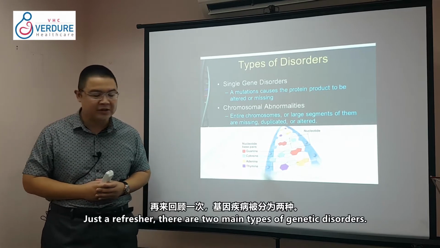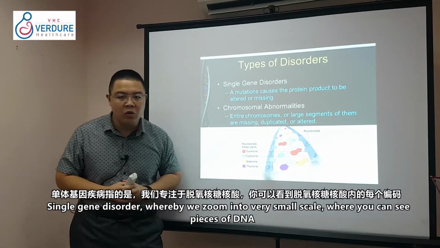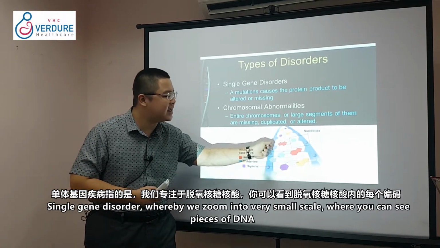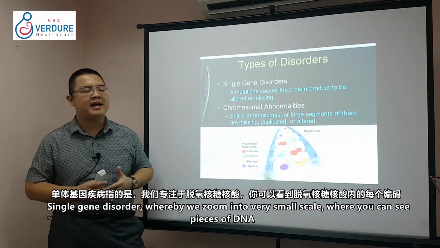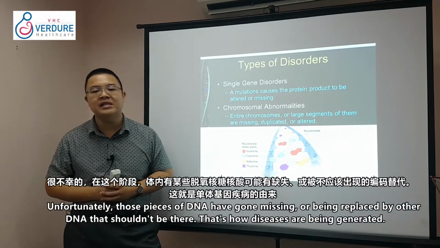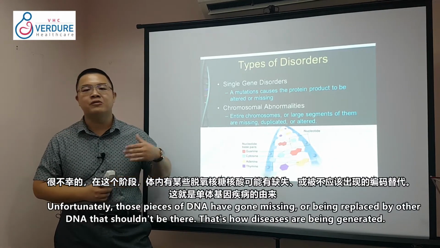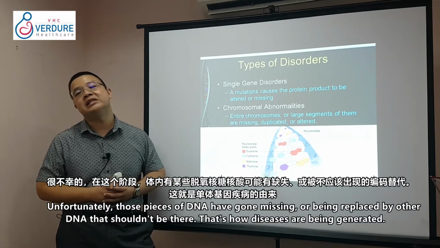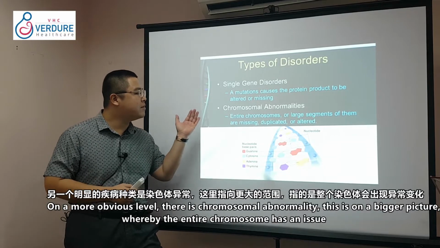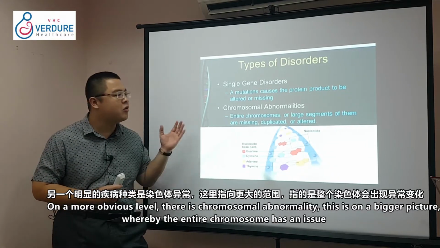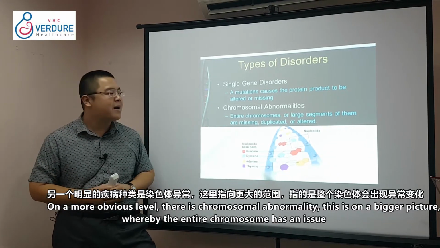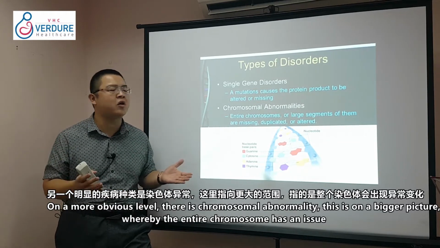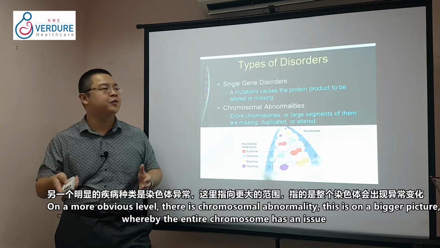Just to give you a refresher, there are 2 main types of genetic disorders. One is the single gene disorder, whereby we zoom in very, very small, and we see the pieces of DNA, and unfortunately those pieces have been missing, or they're being replaced with something else that shouldn't be there, and that's how diseases are generated. But on a more obvious level, there is chromosomal abnormality, on a bigger picture level, whereby the whole chromosome is having an issue.